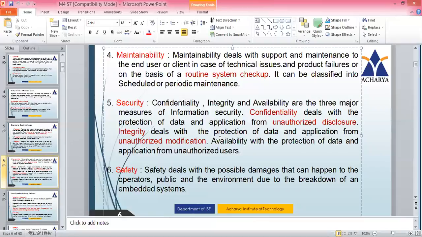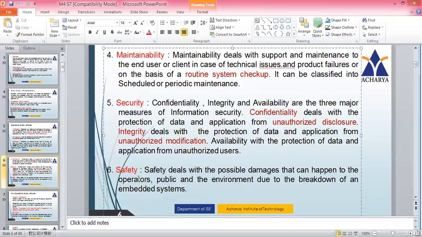Integrity deals with the protection of data and application from unauthorized modification. You're not letting other persons modify it. Availability is the protection of data and application from unauthorized users. You are not providing any of the information to the unauthorized users. See, these are some of the definitions.